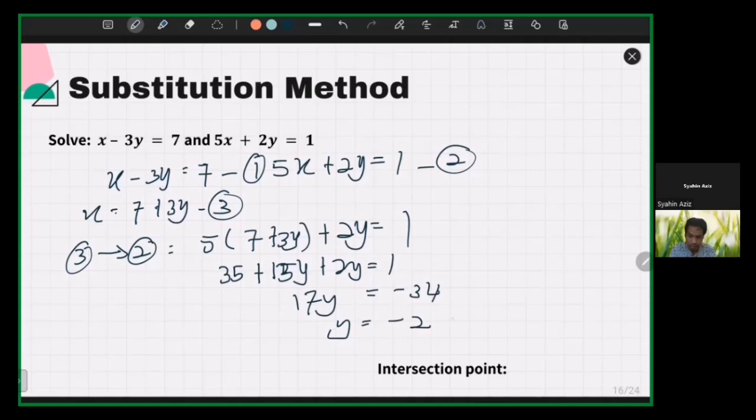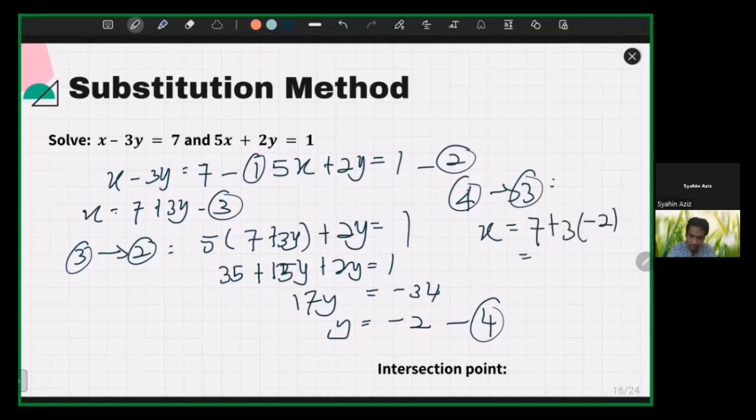And from here, we get the fourth equation. And the fourth equation, we substitute into the third equation. And this, we get x equals 7 plus 3(negative 2). So we get x equals 7 minus 6. So x equals 1. So the intersection point is (1, negative 2).